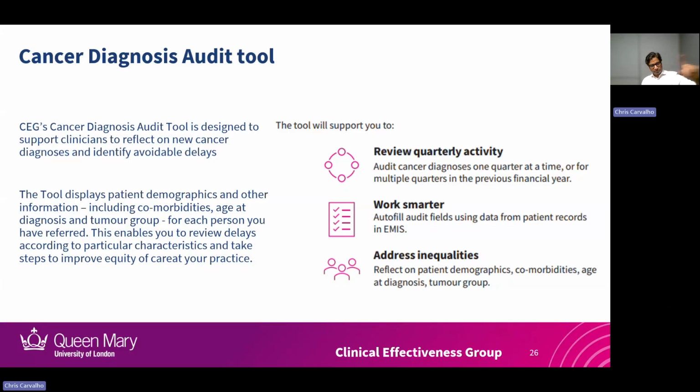So the tool, as you saw just on that previous slide, it displays the demographics and other information, including comorbidities, the age of diagnosis, and the tumor group for each person that you referred. So then you can go back through and review the delays according to those particular characteristics, and then take steps within your practice to improve the equity of care. So that tool helps you to review your quarterly activity, helps you to work smarter through autofill audit fields, and helps you then to address the inequalities, which we can see by looking at the patient demographics and the comorbidities to be able to then improve the referral process and journeys for patients.